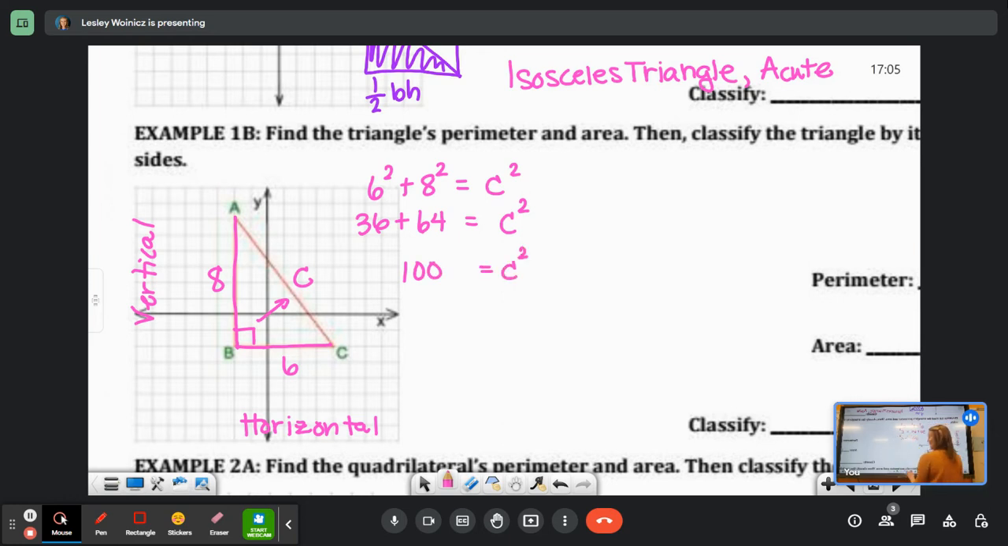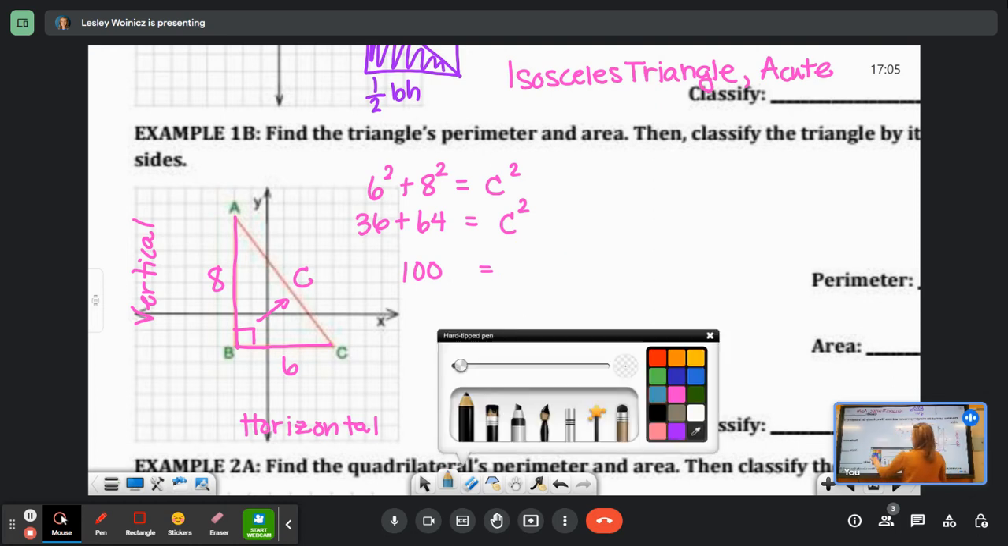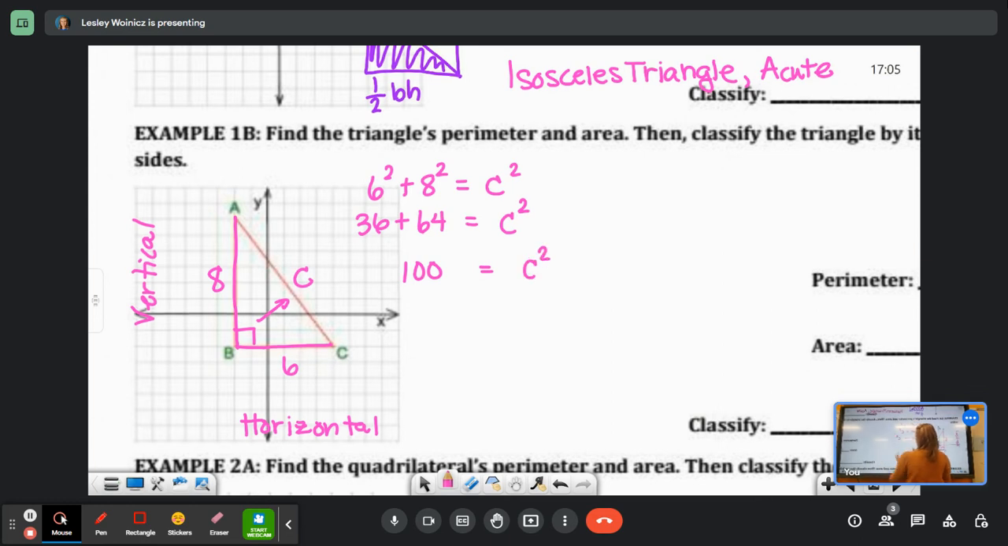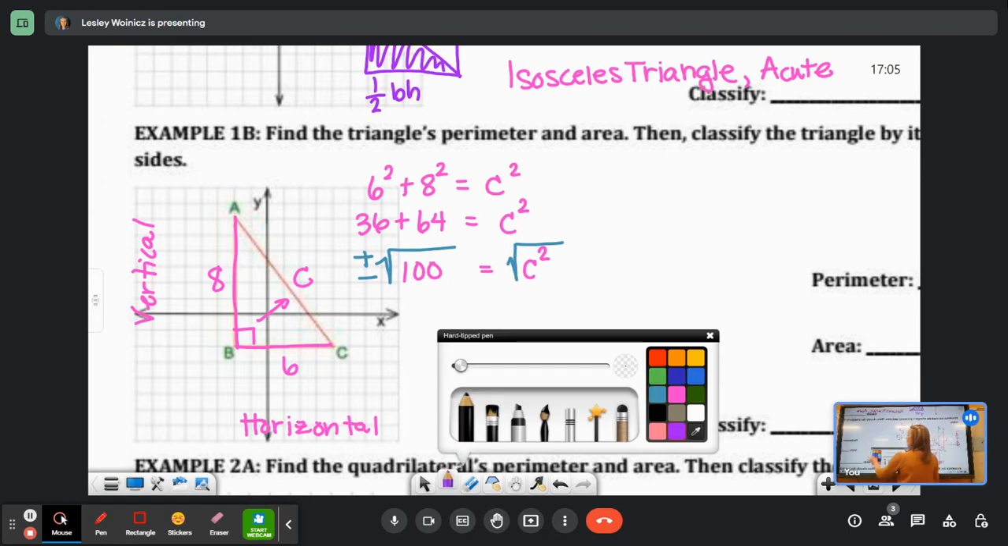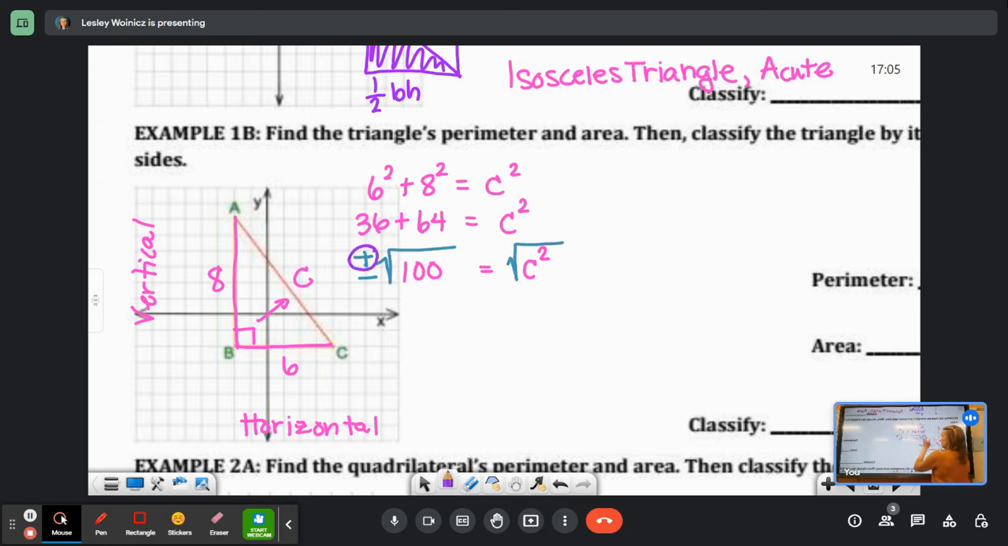But I do not want C squared. I want just C. I don't know why I made that so close. I want just C, so I have to undo the squaring by taking the square root. So I do that to both sides. There's a positive solution and a negative solution, but we only want the positive one. So the positive square root of 100 is 10, and that is my C.